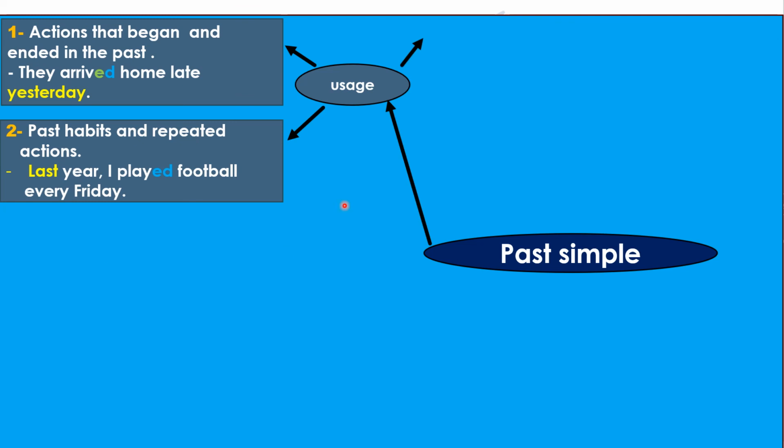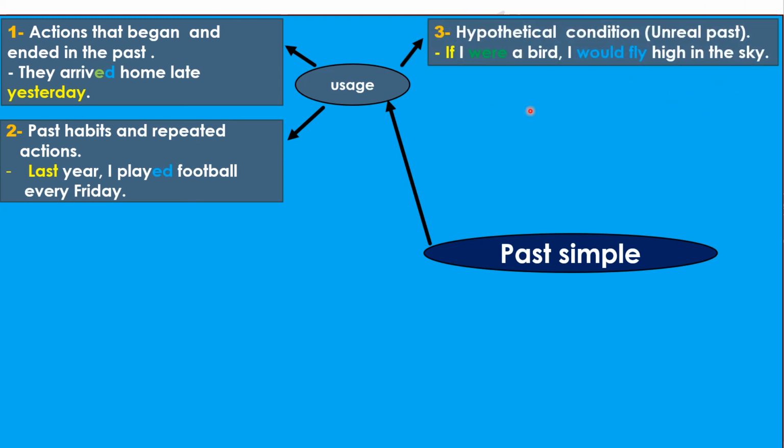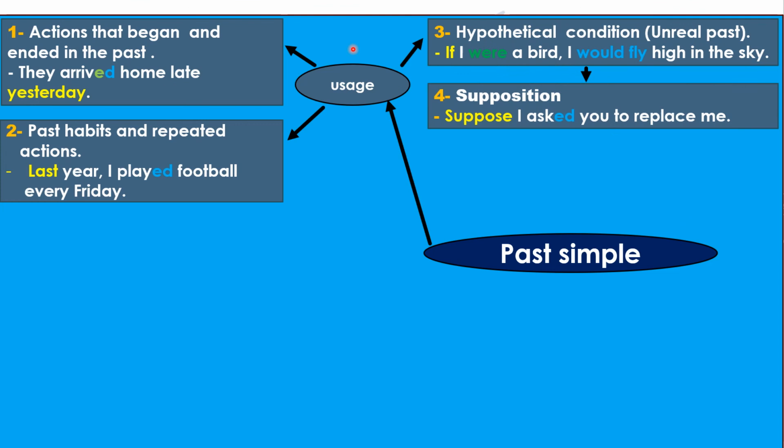Okay, let's have a look at the third usage: hypothetical condition, which is the unreal past. If I were a bird, I would fly high in the sky. Number four, supposition. Suppose I asked you to replace me.